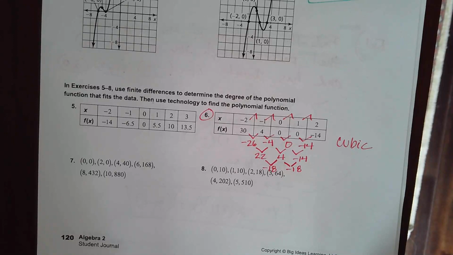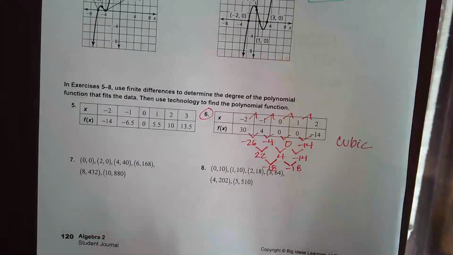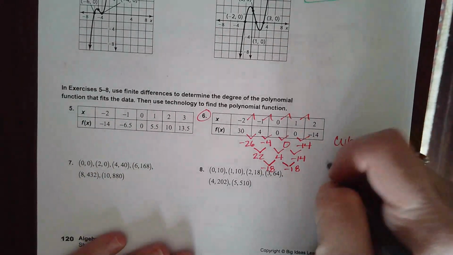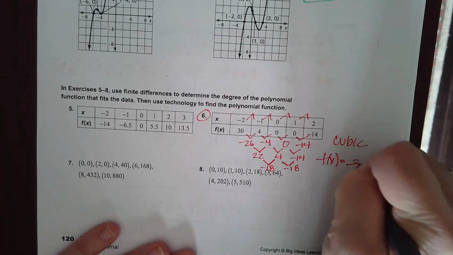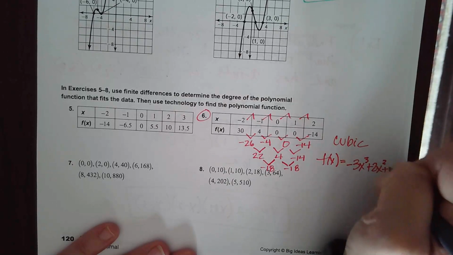Let's see here, I have 2 x-intercepts. I don't think I could do it by hand. So anyway, what you're going to do is type your x values and your y values into your calculator, and you can generate a table or generate an equation for that. And so I got the equation f of x equals negative 3x cubed plus 2x squared plus x.